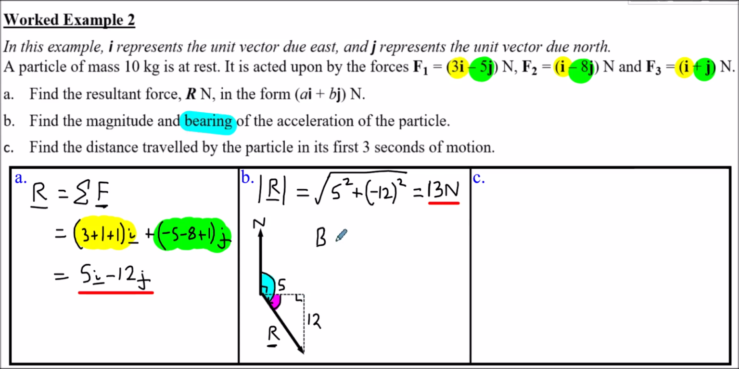So the bearing is this 90 degrees plus this angle here. Because we know the opposite and adjacent, we can find the angle using tan, but of course it's going to be tan minus 1 when finding angles. So it's going to be tan minus 1, 12 over 5.